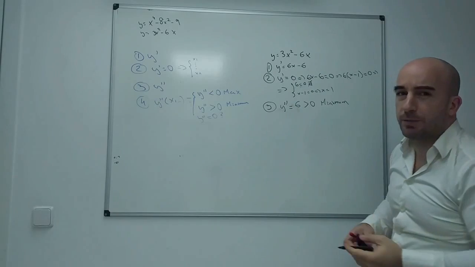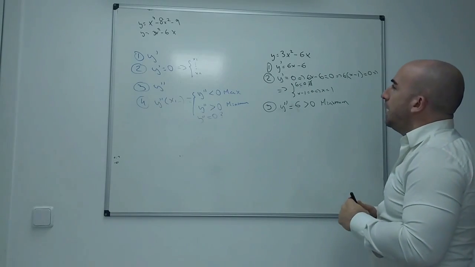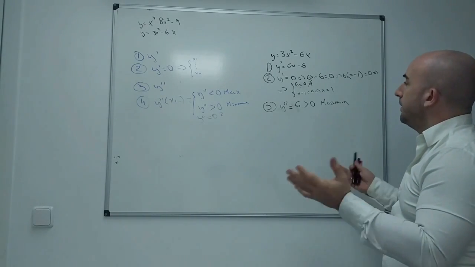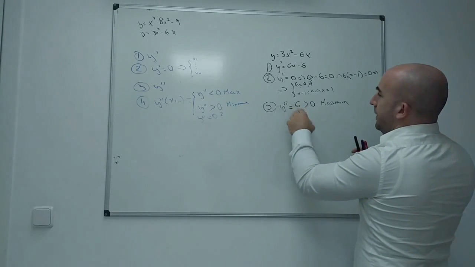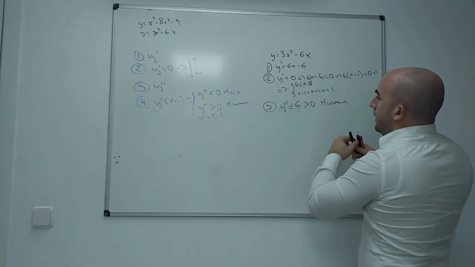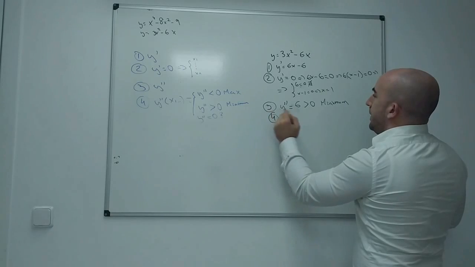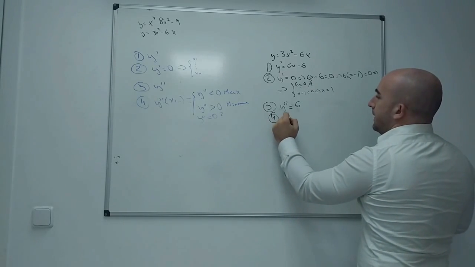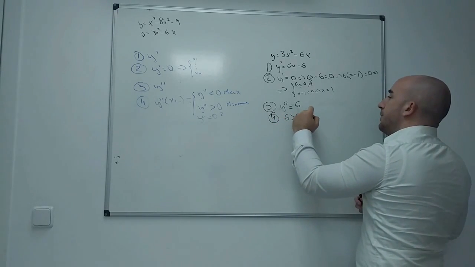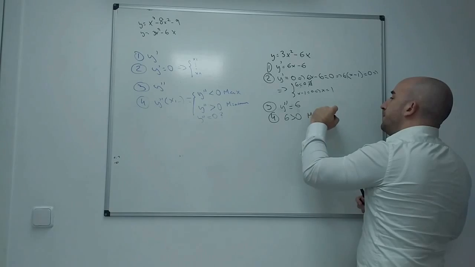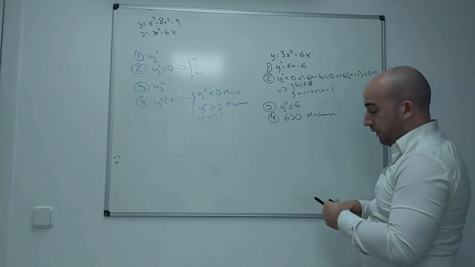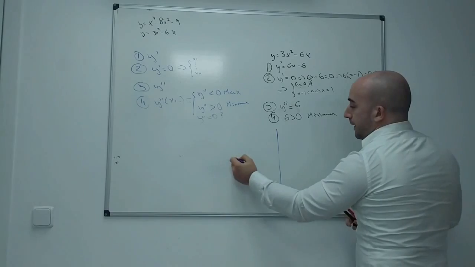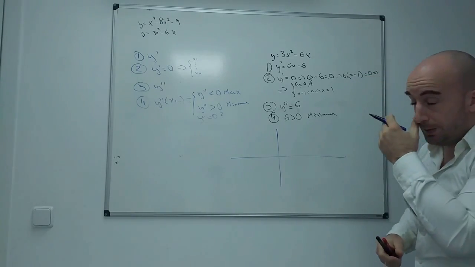Remember, it's the other way around. Okay? So that's finished. We've joined now here the 3 and 4 step. So that's 6, and 6 is greater than 0, so that's a minimum. Okay? So that's easy. You can now think of it, you can draw the graph.